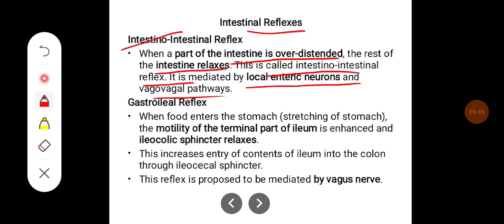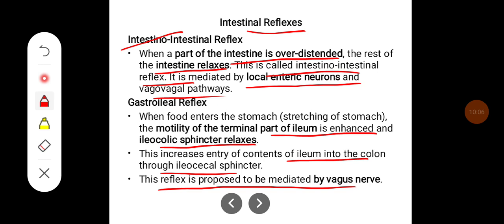Gastrocolic reflex. When food enters the stomach, with stretching of the stomach, the motility of the terminal part of the ileum is enhanced and the ileocecal sphincter relaxes. This increases the entry of contents of the ileum into the colon through the ileocecal sphincter. This reflex is proposed to be mediated by the vagus nerve.